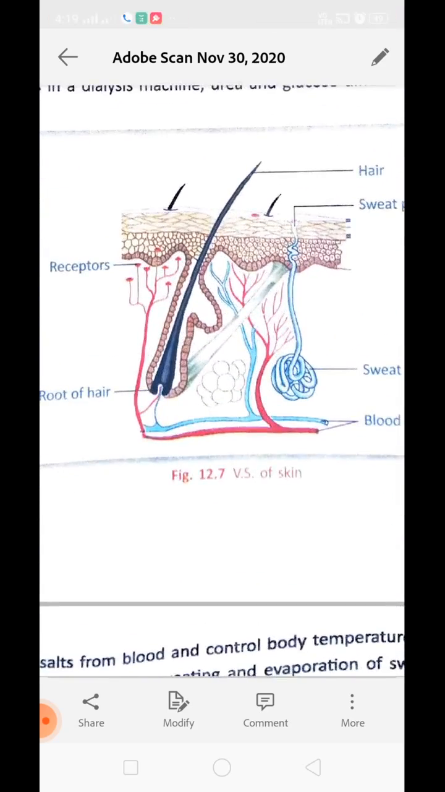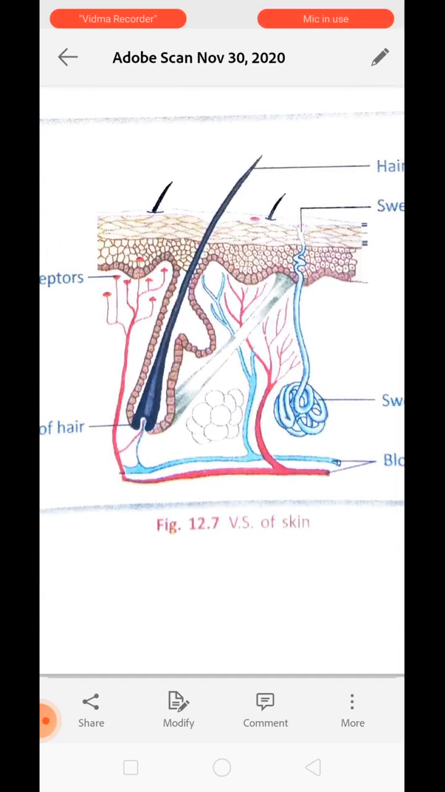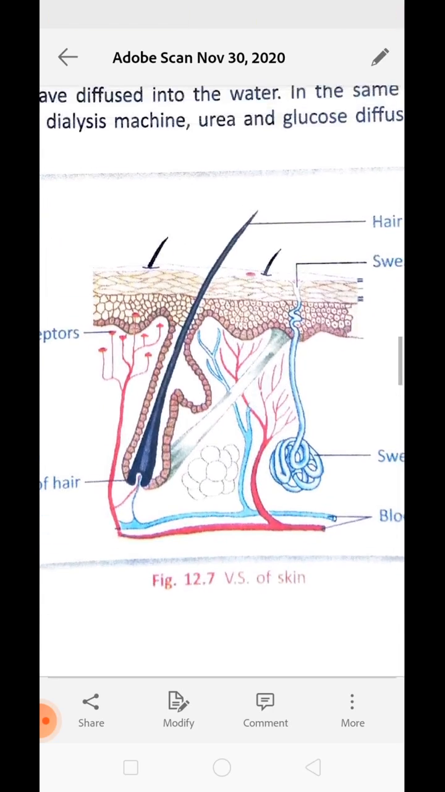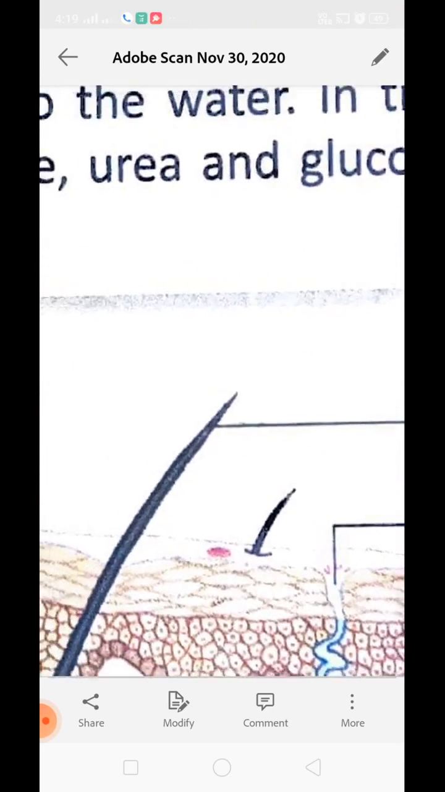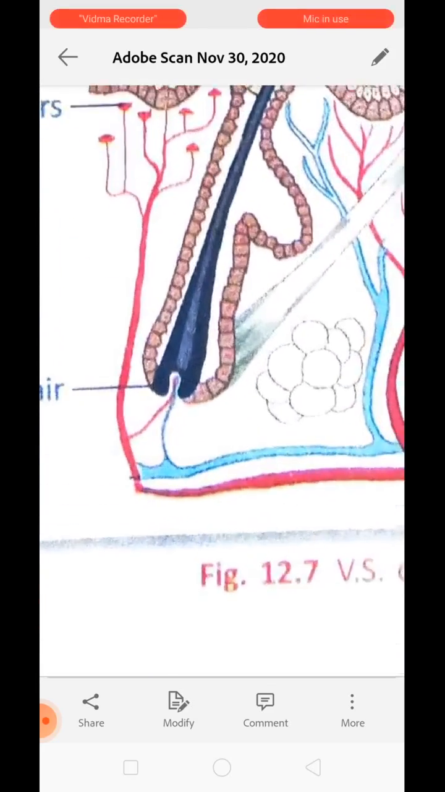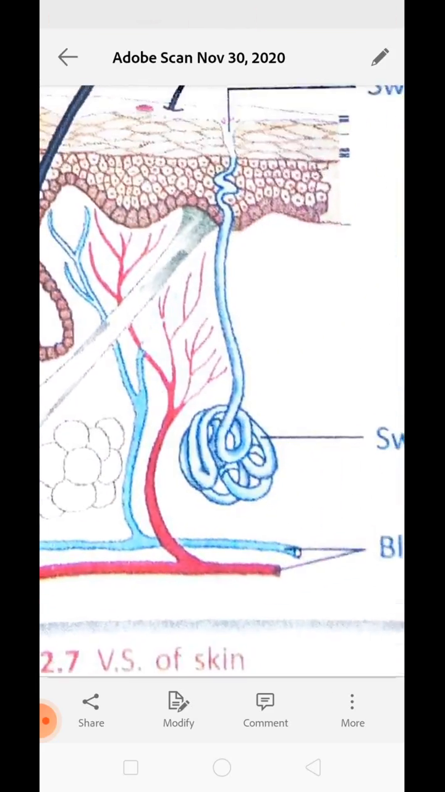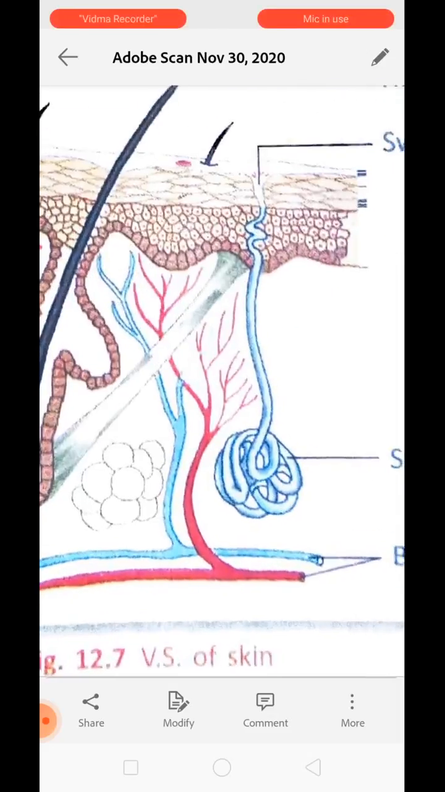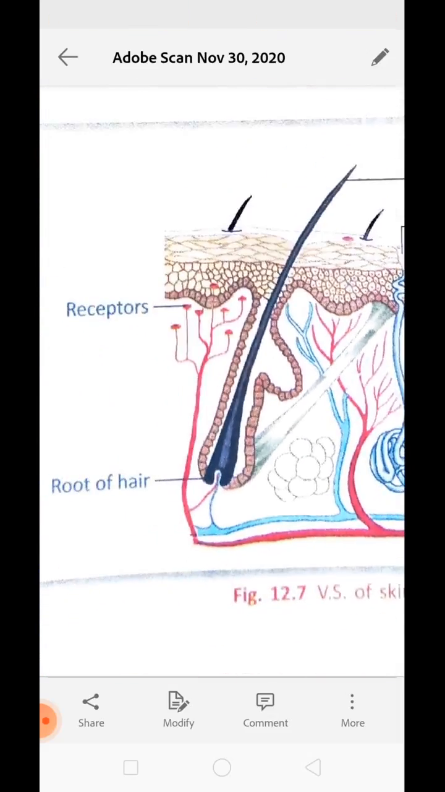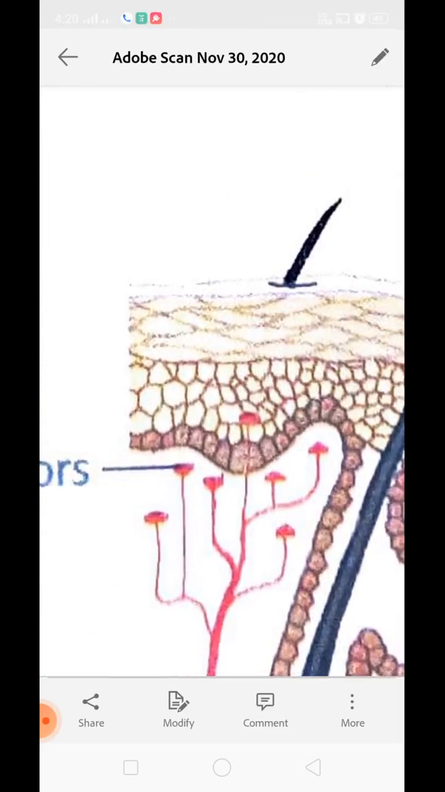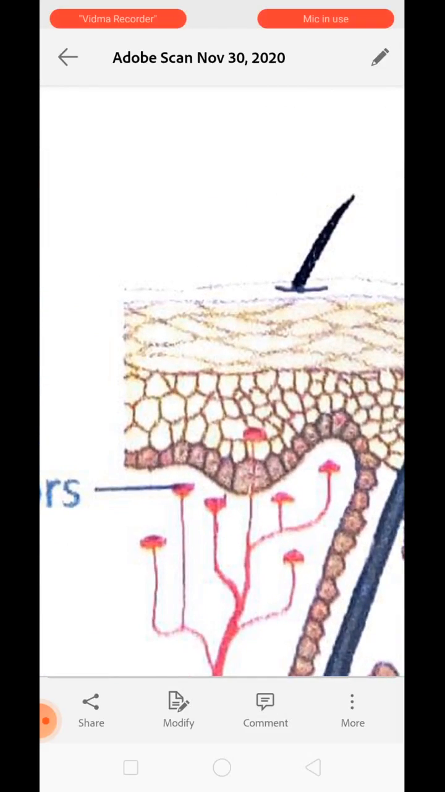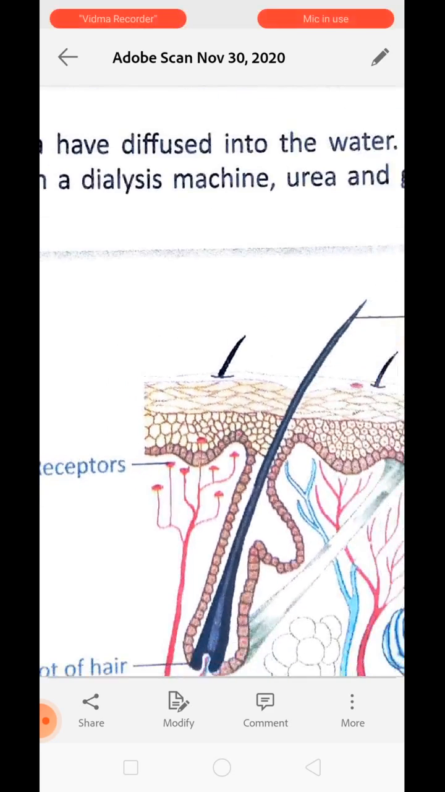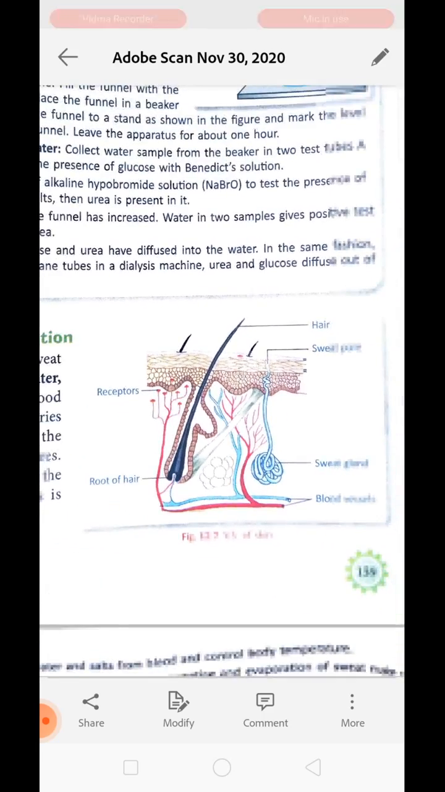This is the VS of skin, showing different parts of the skin, like this is the hair part, and this is the root hair. Now over here we have the sweat gland. This is the sweat gland. Of course we have blood vessels as well, and this is the receptor. When someone touches you, you feel it with the help of the receptor. So these are sensory receptors over here. These are the parts present in the skin.